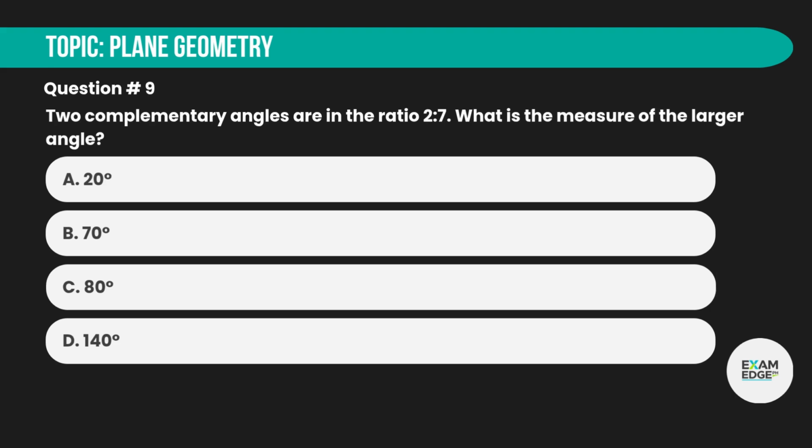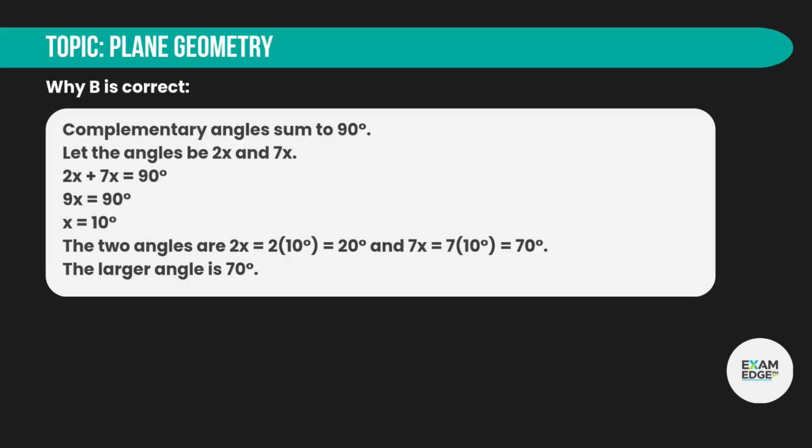A. 20 degrees. B. 70 degrees. C. 80 degrees. D. 140 degrees. Correct answer. B. 70 degrees. Why B is correct. Complementary angles sum to 90 degrees. Let the angles be 2x and 7x. 2x plus 7x equals 90 degrees. 9x equals 90 degrees. x equals 10 degrees. The two angles are 2x equals 2 times 10 degrees equals 20 degrees and 7x equals 7 times 10 degrees equals 70 degrees. The larger angle is 70 degrees.